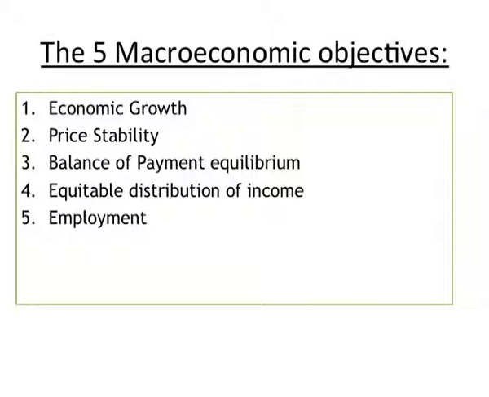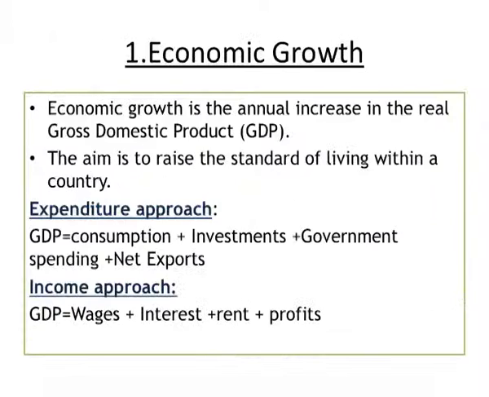There are 5 macroeconomic objectives, but in this case I'm only going to concentrate on 4. The first one is economic growth, then price stability, balance of payments and equilibrium, and equitable distribution of income. Economic growth is also known as GDP, which stands for Gross Domestic Product. The aim is to raise the standard of living within a country. Each and every country in the world has what we call the GDP figure.